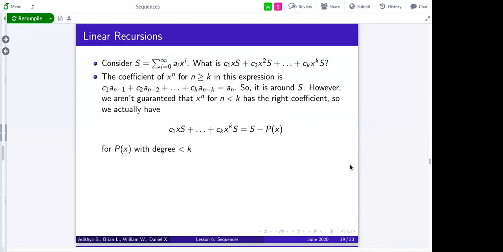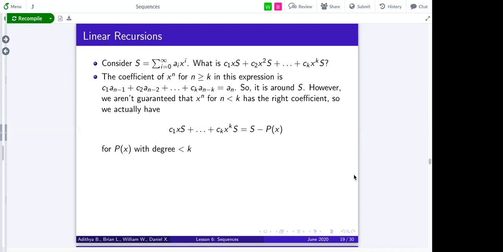So how this expression comes about is that the term in xs, which has power x to the n, is going to have coefficient a sub n minus 1. You multiply that by c1 and so forth all the way to ck a sub n minus k. And by our recursive formula, this is just a sub n. So it looks like this expression is going to be s.